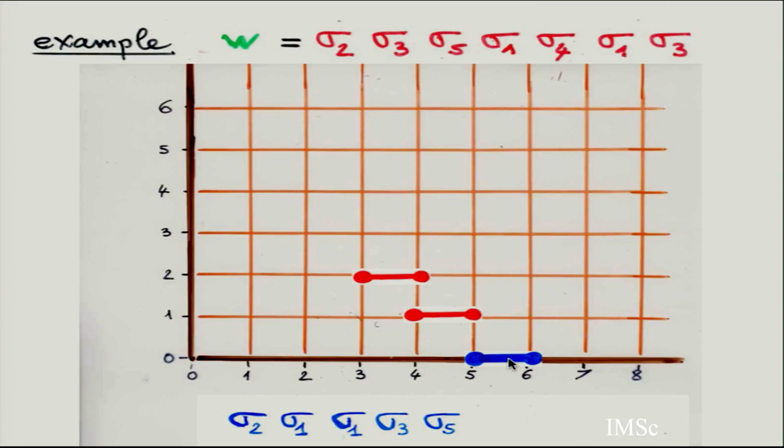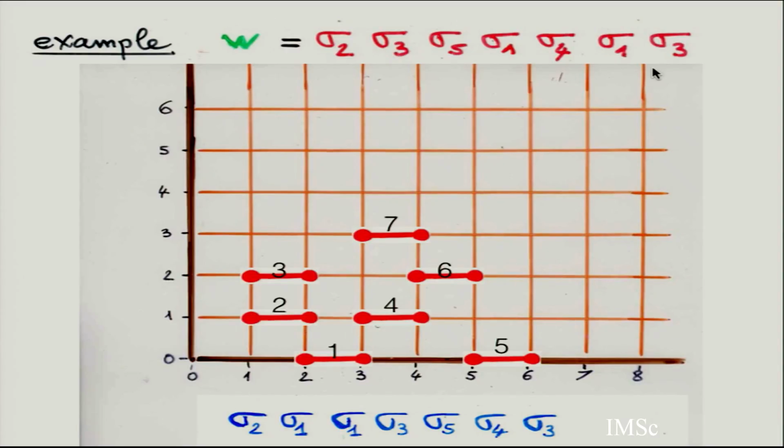So sigma 5, sigma 4, and sigma 3. So I claim that this word in blue is equivalent, of course, to this word, and this is the smallest in the lexicographic order of this word. So this is another normal form, a canonical representant of the equivalence class of this word.